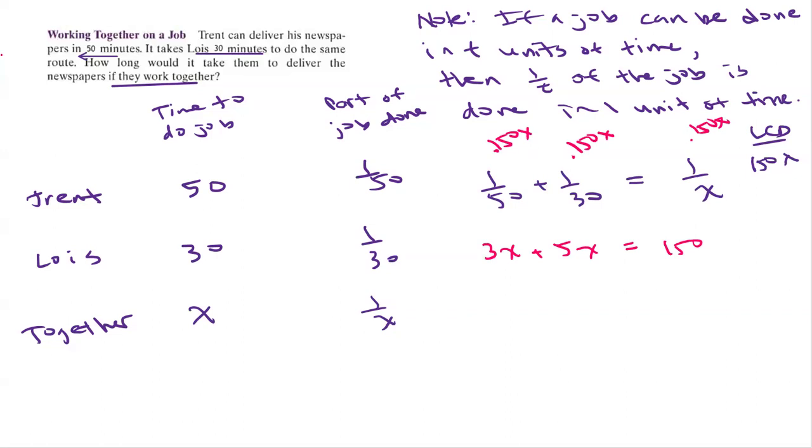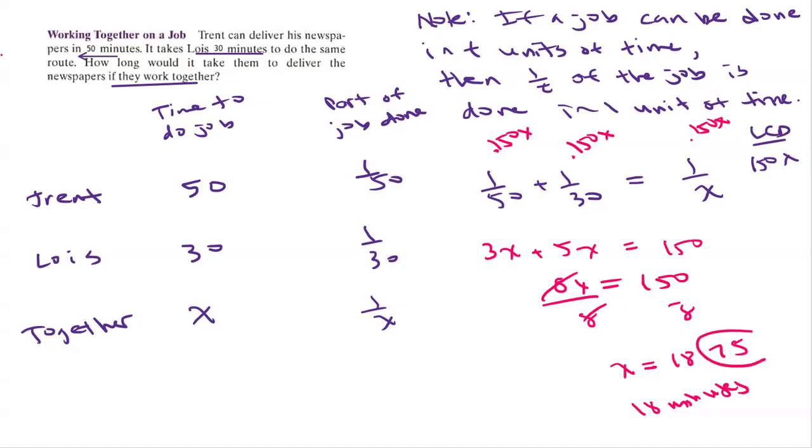Okay. So now we rewrote this problem from a rational equation to just a simple linear equation, right? We're not dealing with any rational expressions or any numbers in the denominator. So then we just combine like terms and then divide. So 3x plus 5x is 8x, and divide both sides by 8. Okay. And then x is going to give us 18.75. Okay, so this is in minutes, so that would be 18 minutes.